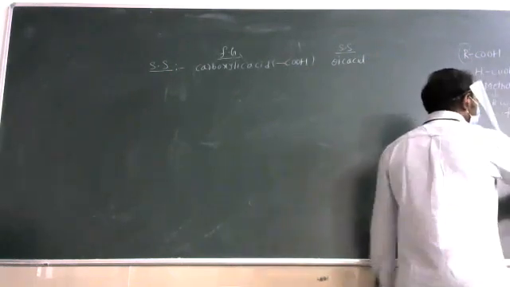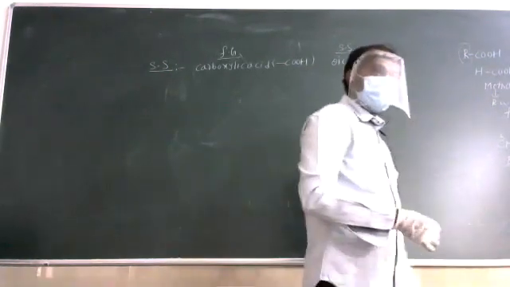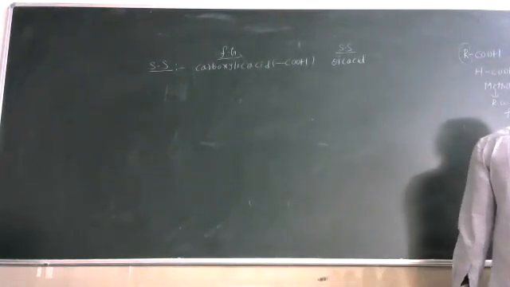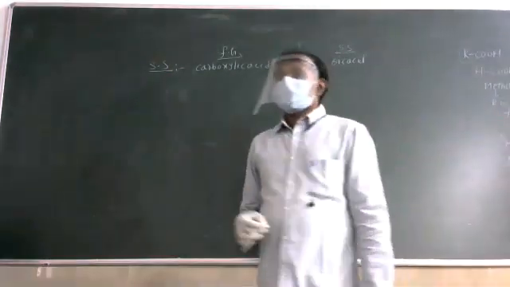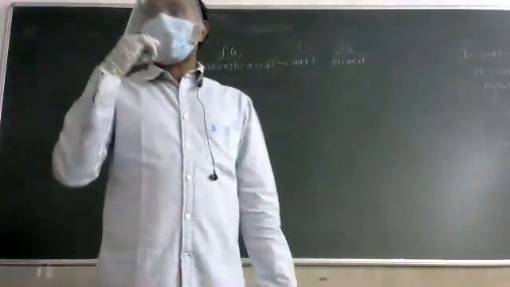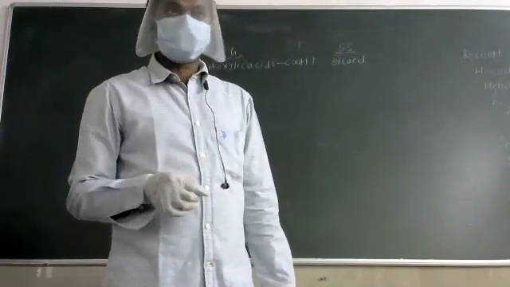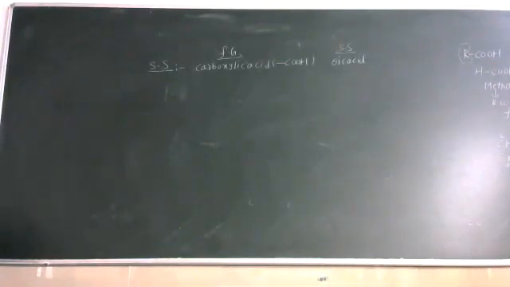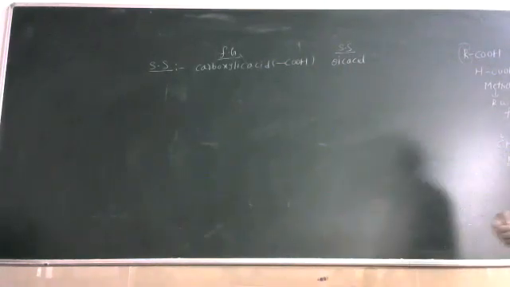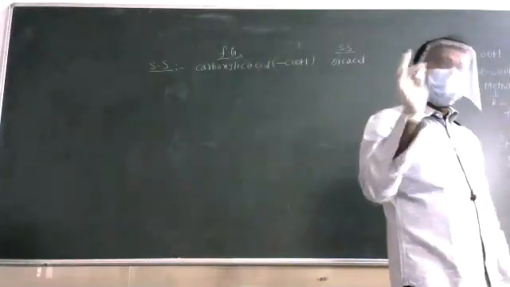What is the name of that? Ethanoic acid. It is the IUPAC name. So 2 carbons carboxylic acid, ethanoic acid. 3 carbons carboxylic acid, propanoic acid. 4 carbons butanoic acid. 5 carbons pentanoic acid. 6 hexanoic acid, heptanoic acid, octanoic acid, and so on.